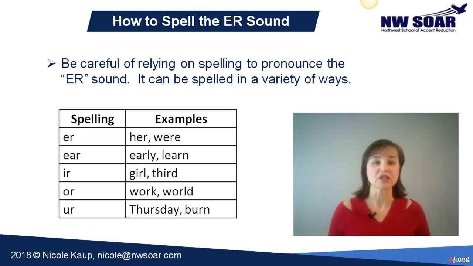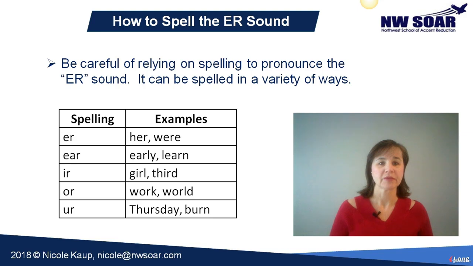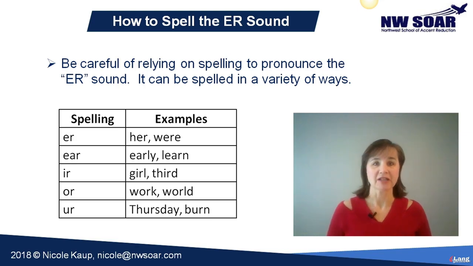The ER spelling is probably the most common, as in words like her and were. You might see EAR, as in early or learn. IR, as in girl and third. OR in work and world. And UR in Thursday and burn. So these are some of the more common ones you may find, and there are also potentially other spellings as well.